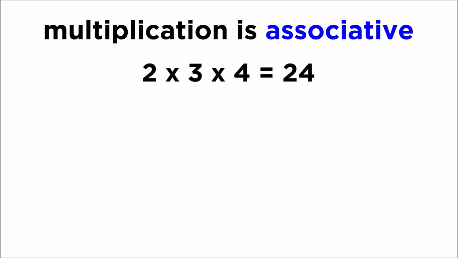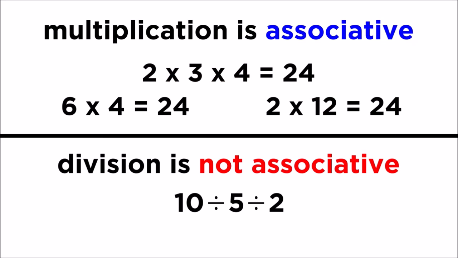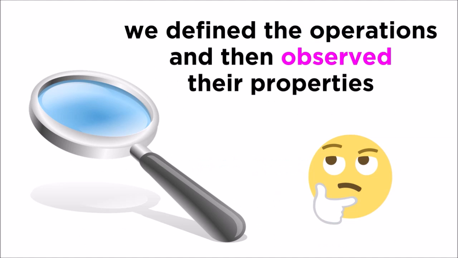Also, multiplication is associative. 2 times 3 times 4 will be 24, no matter which numbers are multiplied first. We could do 6 times 4 or 2 times 12. It doesn't matter. Division, however, is not associative. 10 divided by 5 divided by 2 will provide a different result depending on which number is divided first. This is not arbitrary. We defined these operations and then observed whether or not they abide by commutativity and associativity.